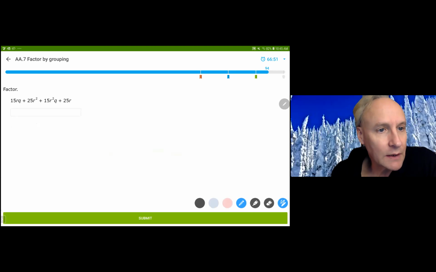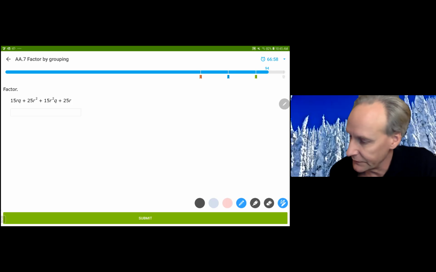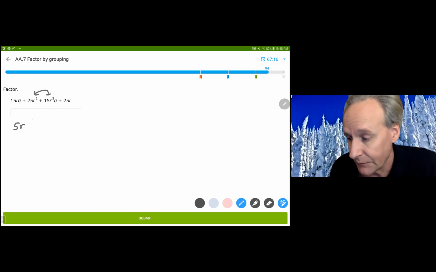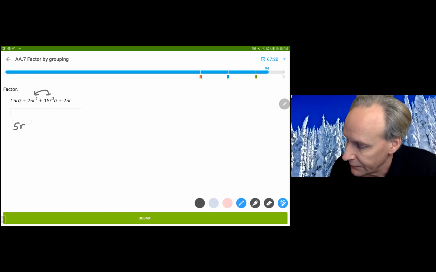Okay, we have a lot of common factors here. We have a 5 that goes into everything and an r in everything. So we'll take out the 5r. I'm going to do something else maybe. Yeah, I think I'm going to rearrange as I go. So I'm going to switch these two, and that's all I'm going to do. I'm going to leave everything else the same. So I'm just taking out the 5r and I'm going to switch these two around a bit.